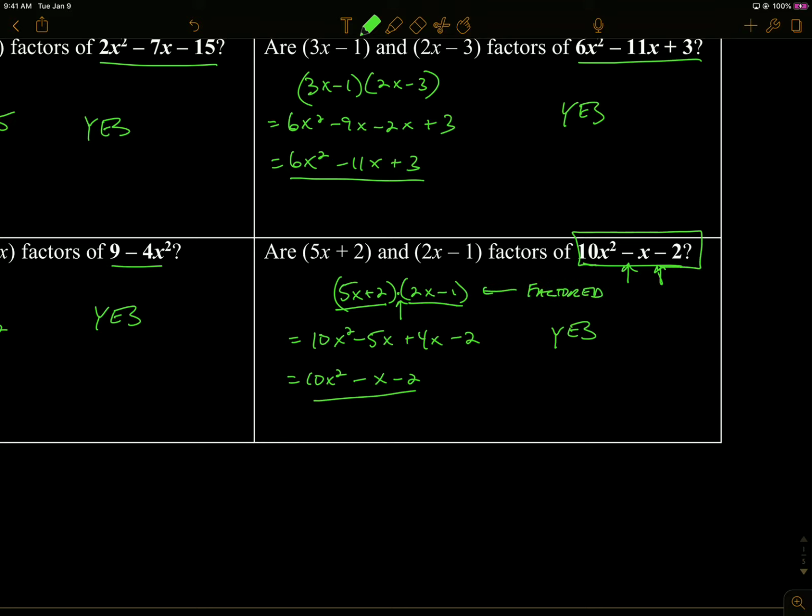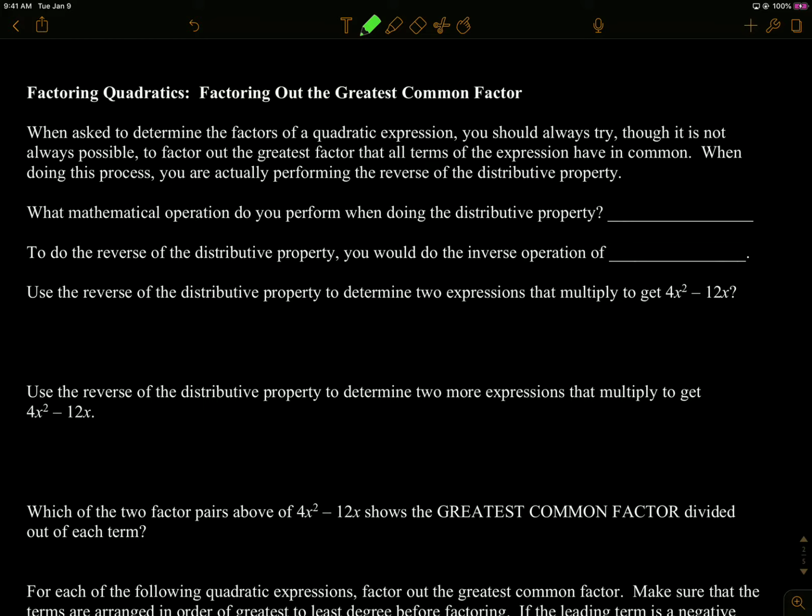All right, so the first method is factoring out the greatest common factor. We did this just before midterms, so let's review this. When asked to determine the factors of the quadratic expression, I'm not going to read to you. You can pause and read this. Okay, so what mathematical operation do you perform when doing the distributive property? You should pause and read it.